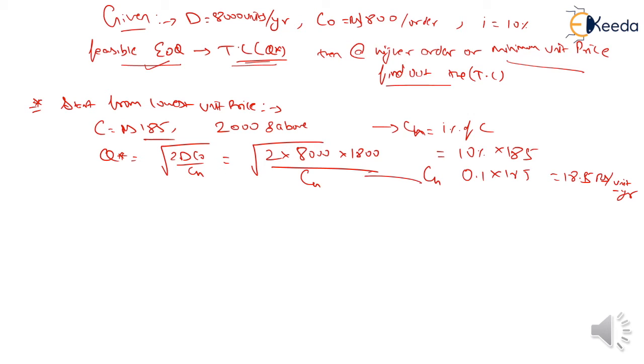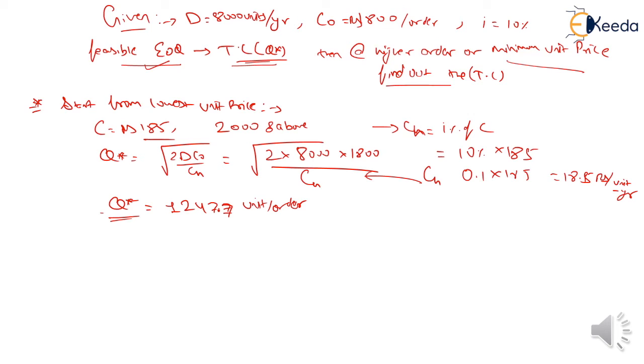Putting this value in this equation, we finally find Q star. And how much is Q star? Yes, it is 1247.7 units per order. 1247.7 units per order is Q star.